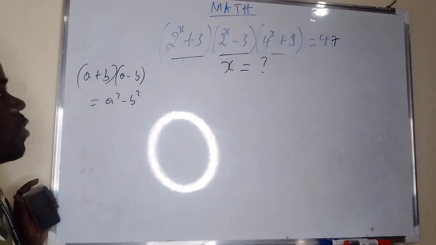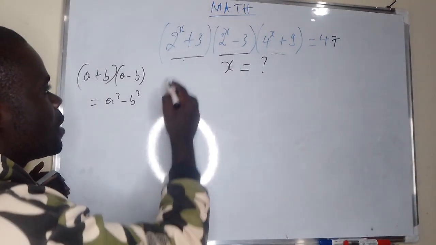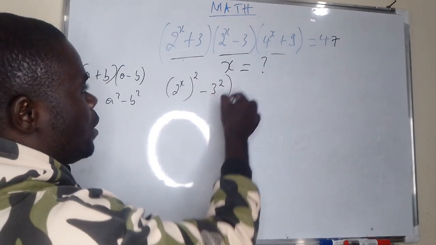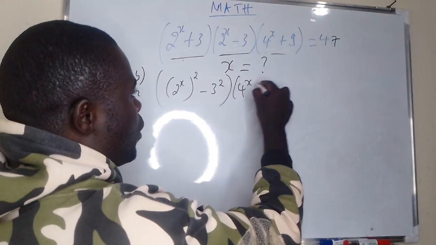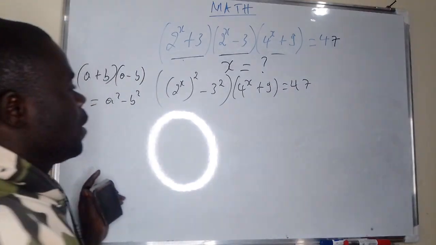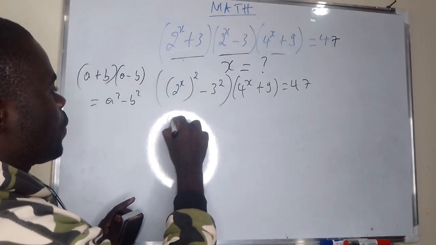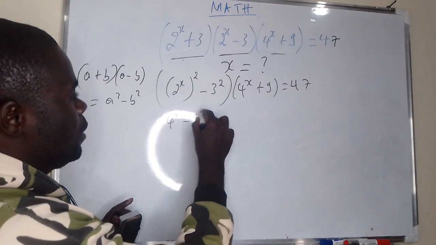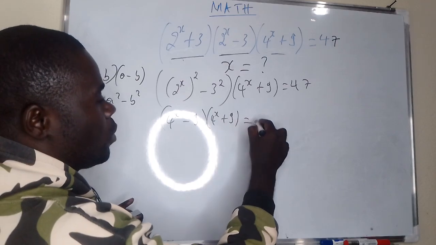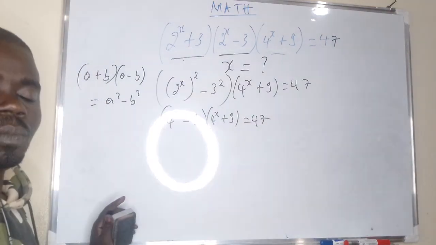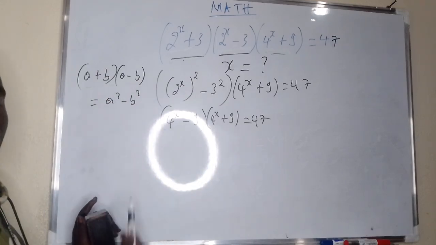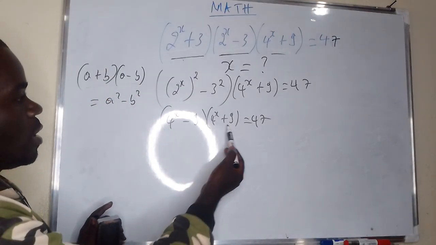a² - b². So when you apply this property, you can see that this is (2^x)² - 3², then times 4^x + 9 equal to 47. When we expand this, we get (4^x - 9), then (4^x + 9) equal to 47. Then again, when you want to multiply this, you see that now this one and this one are like this. Because this and this are the same, this and this are the same.